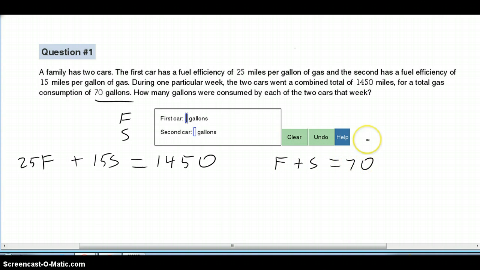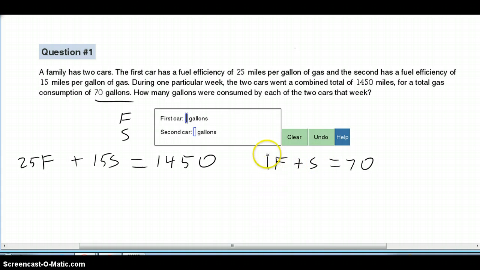So this is how we get two equations. We don't know how many gallons the first car or the second car used, so we assign a variable, and then use the scenario to figure out an equation that models what they're talking about. Hopefully that makes a little sense. The first equation is 25 miles for every gallon used in the first car, 15 miles for every gallon used in the second car, combined 1,450, and we know that F plus S is 70. So now we have two equations with two unknowns, and these aren't too bad.